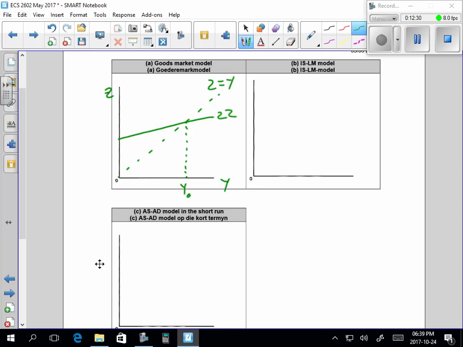Alright, so that is your goods market model. It always looks exactly the same. That is your start point on your goods market model. The next one they want is your ISLM model.